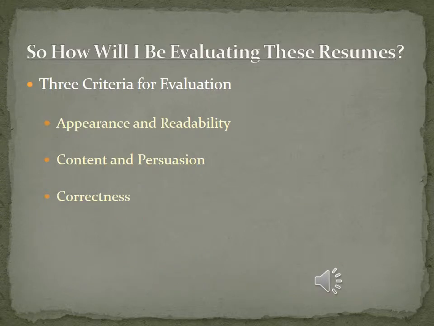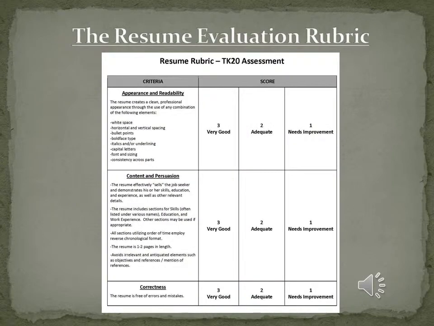You will also be assigning that 3-point score for 3 criteria in the evaluation process. First is appearance and readability, second will be content and persuasion, and third will be correctness. You will also be receiving a resume evaluation rubric, and I recommend that you take a look at this and use it as a guide throughout the scoring process. It outlines the 3 criteria I've already discussed, as well as the scoring options.